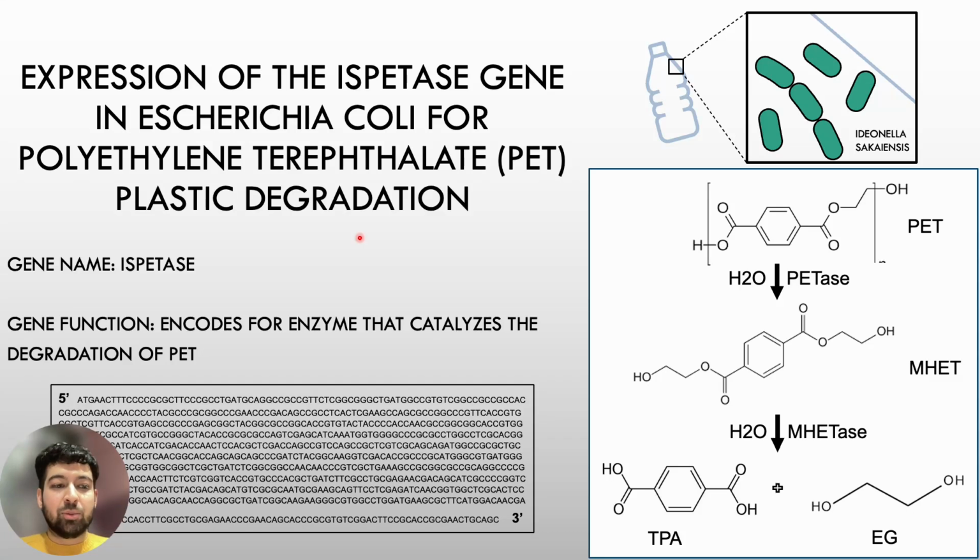Hello everyone, today I will be talking about my project, which is the expression of the isPETase gene in E. coli for the degradation of polyethylene terephthalate or PET. So this gene encodes for the enzyme PETase that catalyzes the degradation of PET into its monomers. By purifying and isolating this protein, we will be able to metabolize plastic waste very efficiently.